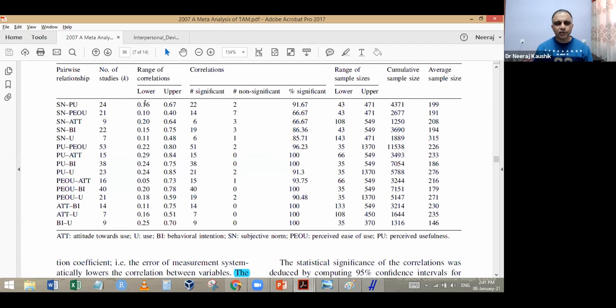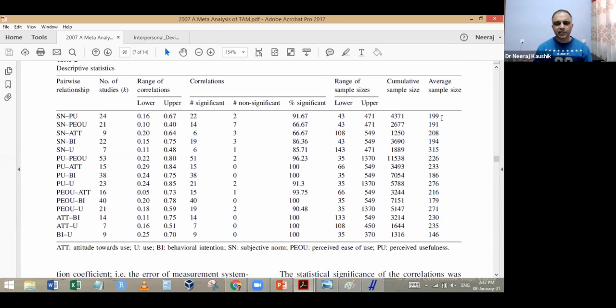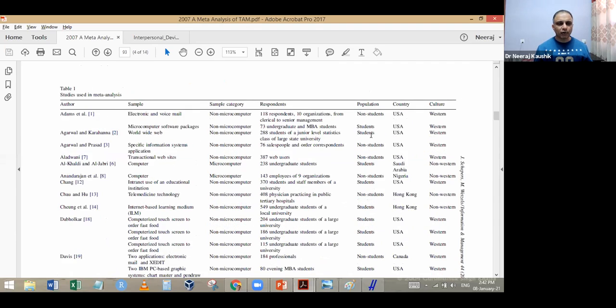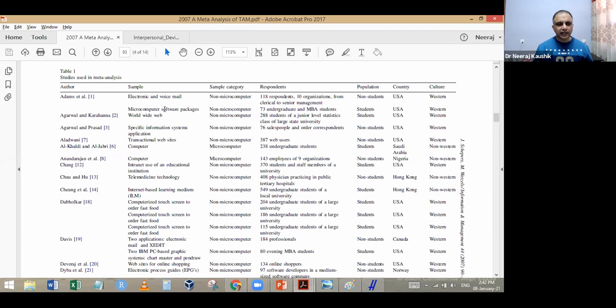The minimum R was found to be 0.16, maximum 0.67. For the range of the sample size, there were studies as low as 43 and as high as 471. Taking all 24 studies, their total sample size was 4371 and the average sample size was this. So they make a table like this and they provided these details: sample category, respondent, population.